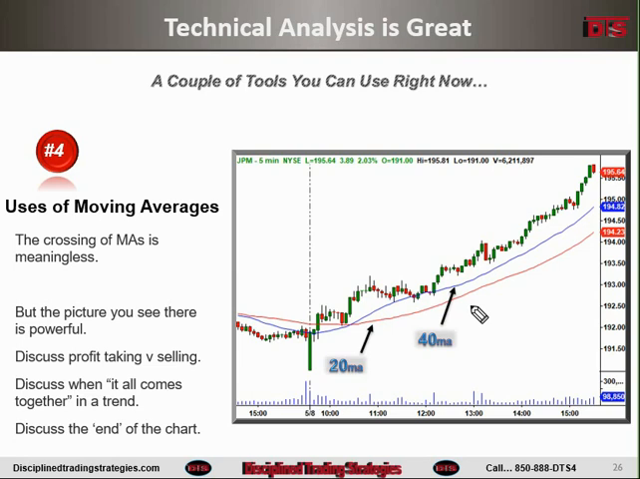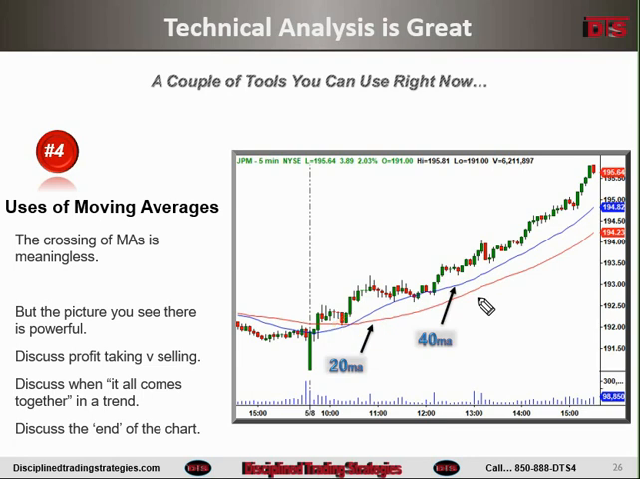What matters, to some degree, is that most traders look at this stuff, so you can get that self-fulfilling prophecy concept. Moving average crossover is completely meaningless. Get that out of your head right now. It's completely meaningless. There's nothing to discuss. There's nothing to talk about. Moving average crossovers are completely meaningless.